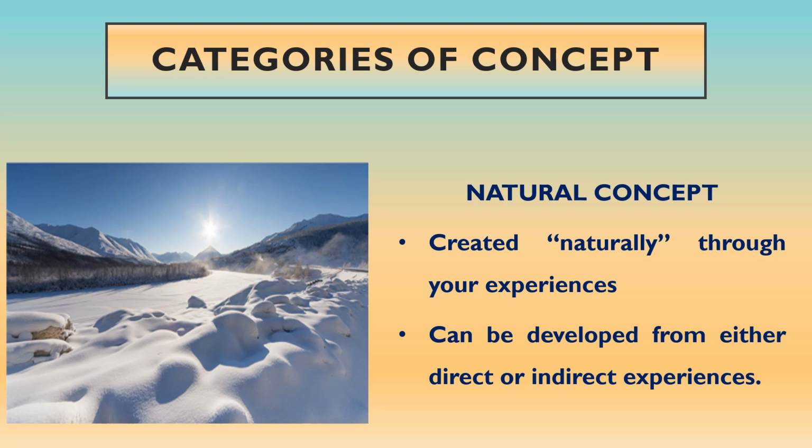Categories of concept. In psychology, concepts can be divided into two categories: natural concept and artificial concept. Natural concepts are created naturally through our experiences and can be developed from either direct or indirect experiences. For example, our concept of snow. It is a natural concept, one that we understand through direct observation and experience.